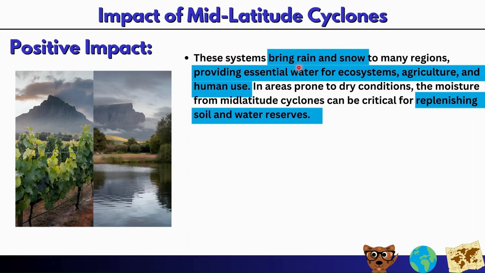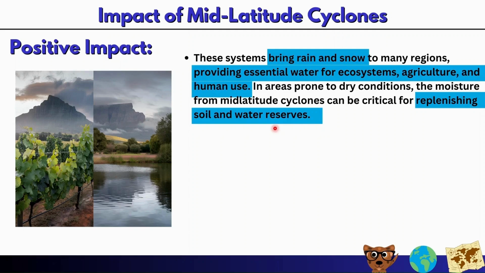Now these systems bring rain and snow to many regions, providing essential water for ecosystems, agriculture, and human use. In areas prone to dry conditions, the moisture from mid-latitude cyclones can be critical for replenishing soil and water reserves. So just think about this for a second. If you are living in an area that is very dry, right, your water reserves are low, the rain that comes from the mid-latitude cyclones will be extremely beneficial, not only for you, but for farmers, right?